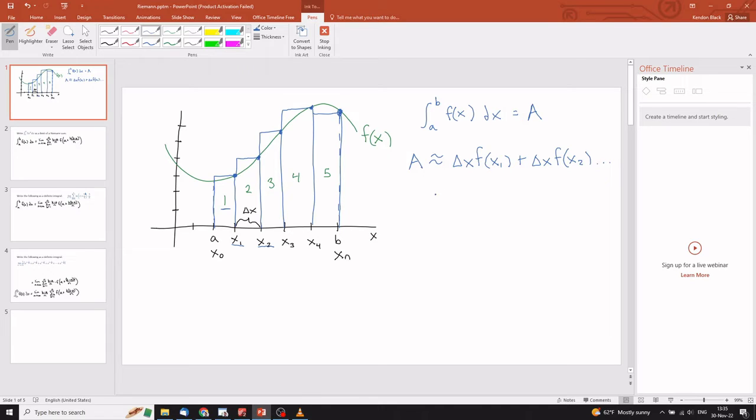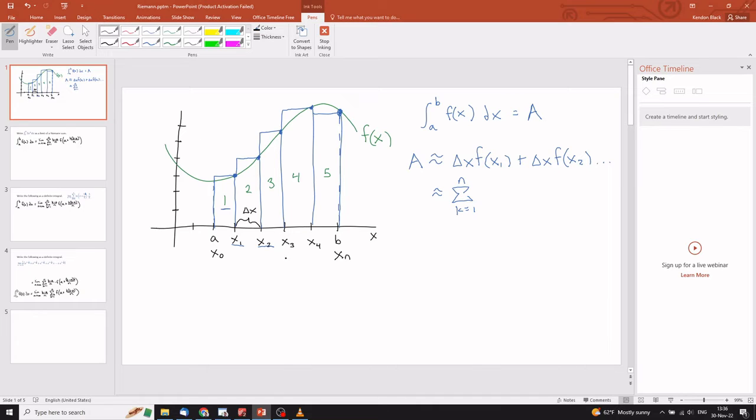Now, we don't want to have to write out the width times height for every single rectangle. So what we're going to do is convert this to summation notation. So we're going to have some k that starts at 1 and counts along. And so it's going to just go through each rectangle and sum up the area for each one.